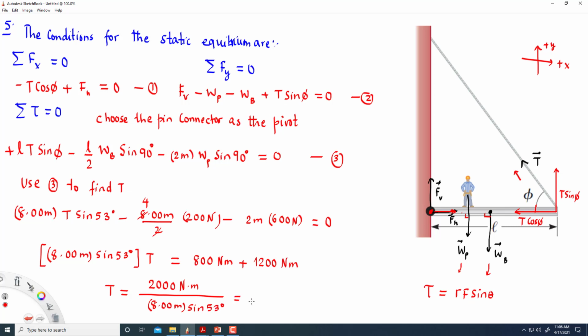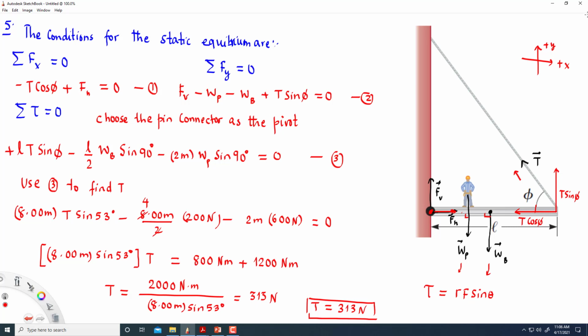Okay, so when you do the calculation, what you get is 313 newton. Okay, so tension is 313 newton. Now the next thing is we want to find the force of the wall on the beam. So there are two forces due to the wall on the beam. One is this vertical force and the other one is this horizontal force. So we want to find the combined effect of these two forces, because these are the individual forces.